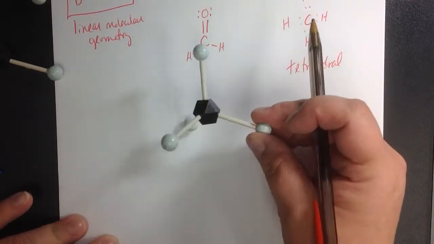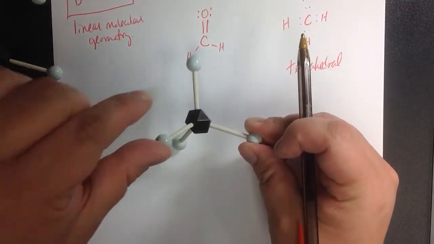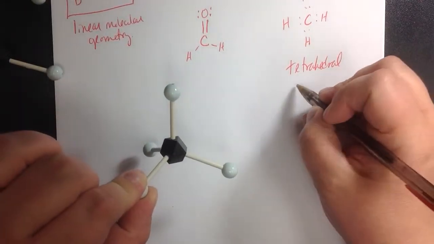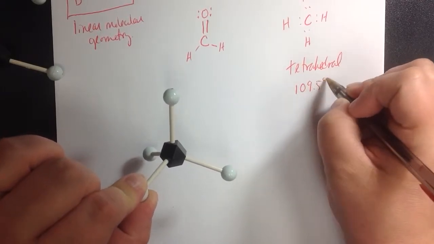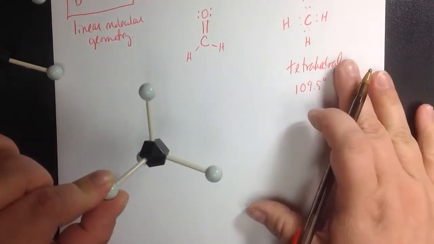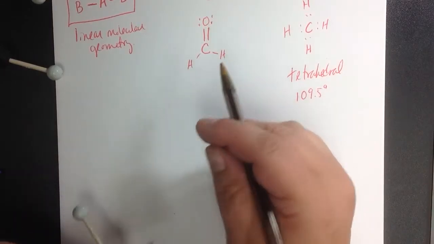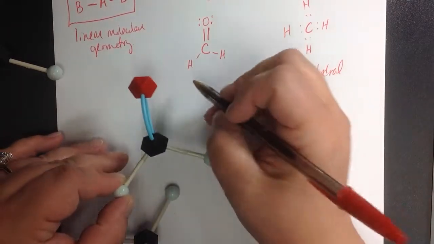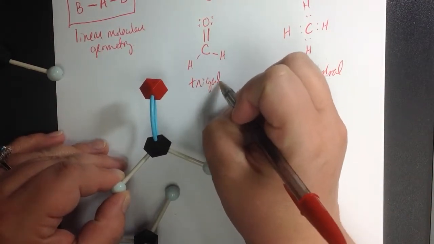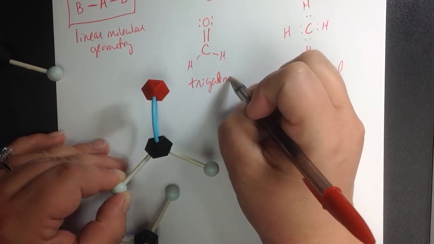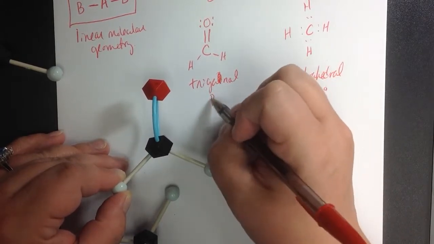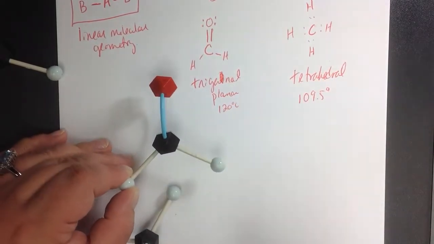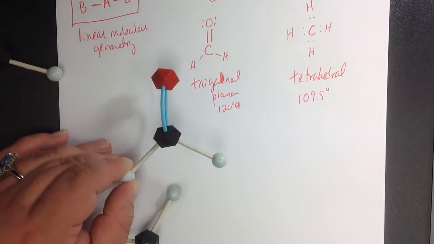In 3 dimensions, this is the furthest away that these atoms can get from each other, and more importantly, the bonds can get from each other. And that's about 109.5 degrees. As I failed to mention this over here, this guy, right here, is what we call trigonal planar. Planar. And he has about 120 degrees in his bond angles, okay?